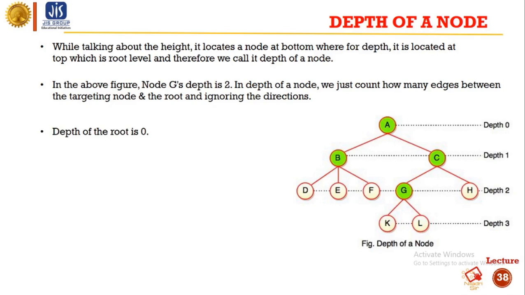And the depth of the root is 0, because to visit the root node we did not need to traverse any edges. That is why the depth of the root is 0. So what is now the depth of B? The depth of B and C nodes is 1. Depth is basically similar to level. Root is 0, and after that the consecutive nodes are added by 1.